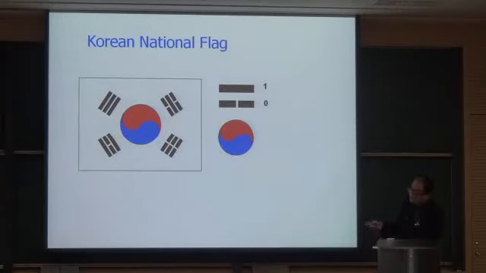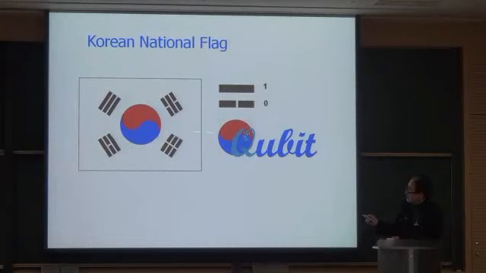But I'm talking about here, this guy is not just a 0 or 1, this is a superposition of a 0 and 1. So it's similar to a qubit, and you can see this looks like a Q, right?